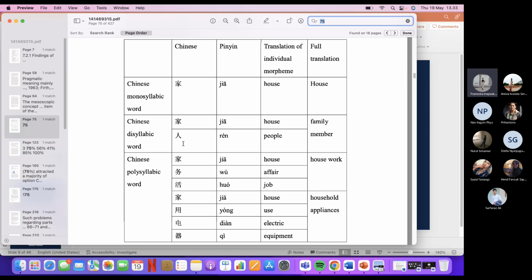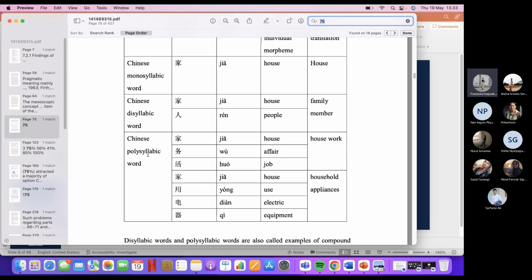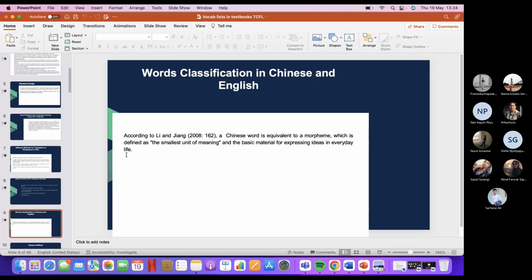And then the next is the polysyllabic word. It is represented by three or more Chinese characters. From this, chia is house, u is affair, and huo is job. So the full translation is housework. And then the next: chia is house, yong is use, tien is electric, and chi is equipment. So the full translation is household appliances. So we go back again.